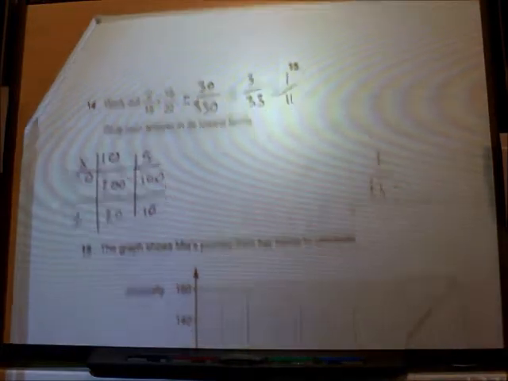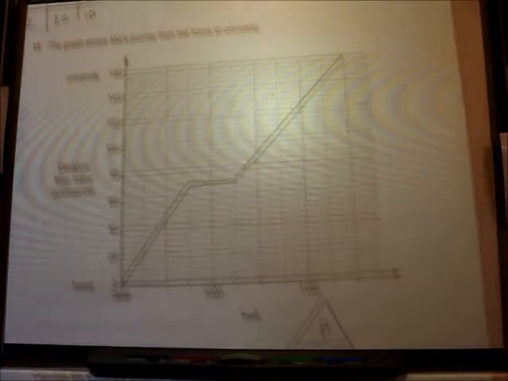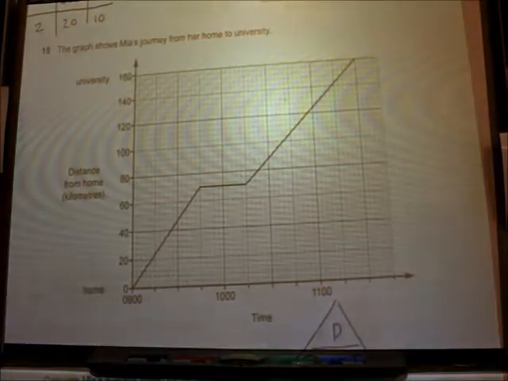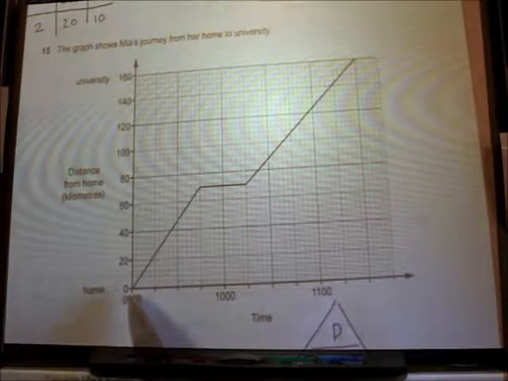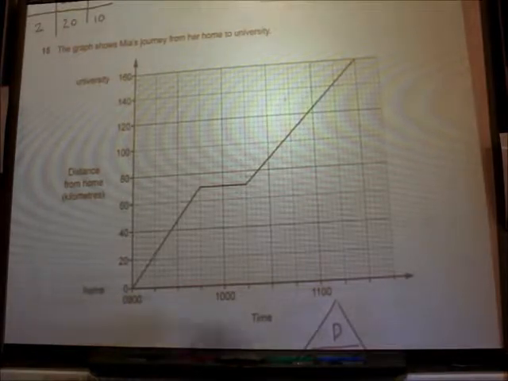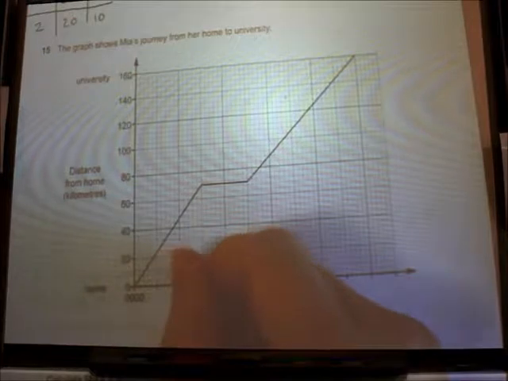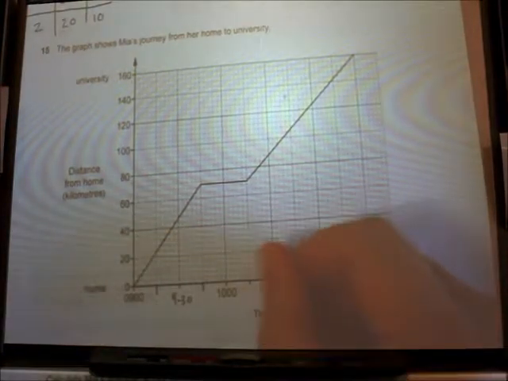Next one. The graph shows Mia's journey from home to university. So we're going to talk you through this distance time graph. So she leaves home at 9 o'clock, and then she travels for, oh, that's 10 o'clock. So that must be 9:30. So it's split, that's 9:15, that'll be 9:45, that'll be 10:30.